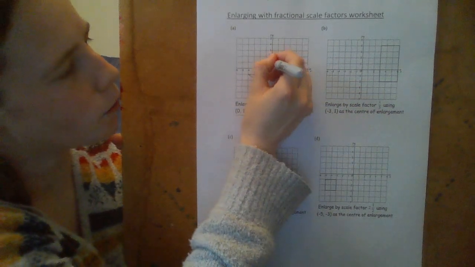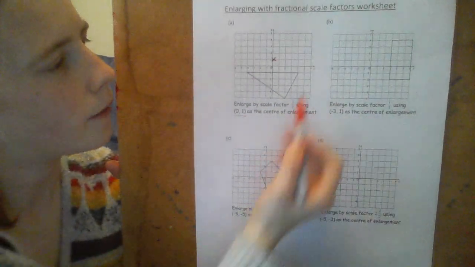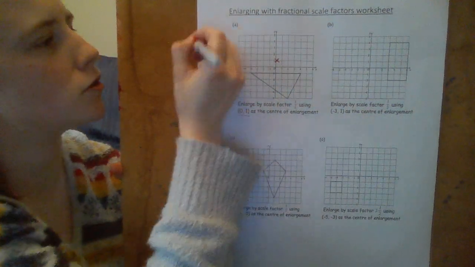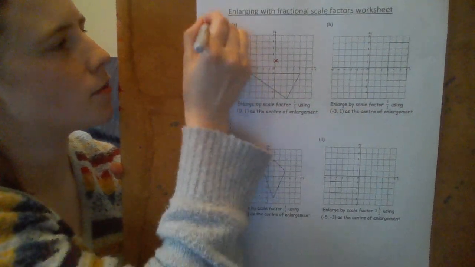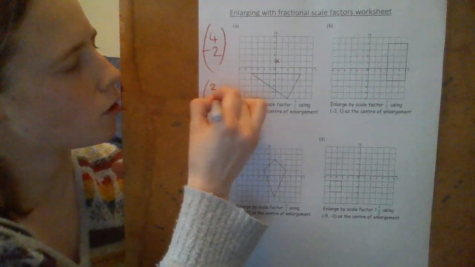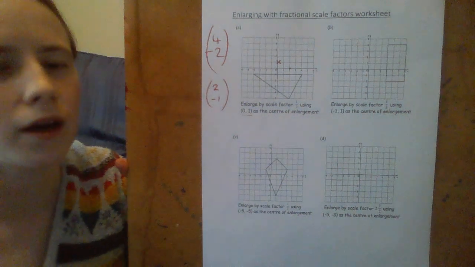So I'm going to pop 0, 1 on first of all. I'm going to do 1 point using vectors and then I'm going to go from there. So this point here is 1, 2, 3, 4 across and 2 down. So because I'm doing scale factor of a half, I need to half that, so it's going to become 2 across, 1 down. So 2 across, 1 down gets me to the coordinate 2, 0.